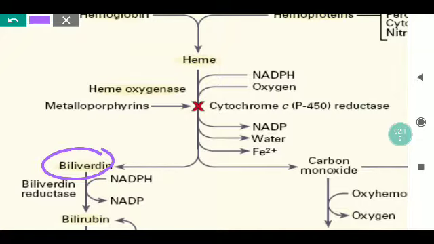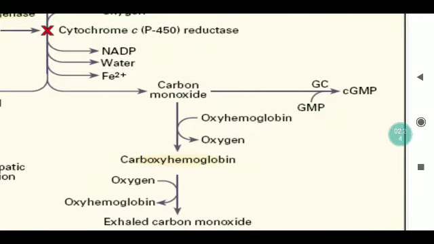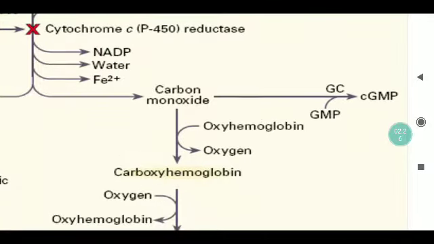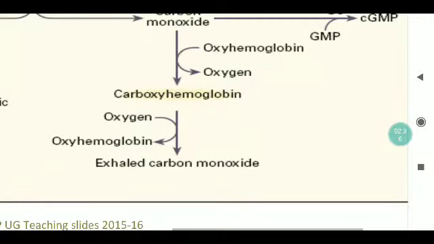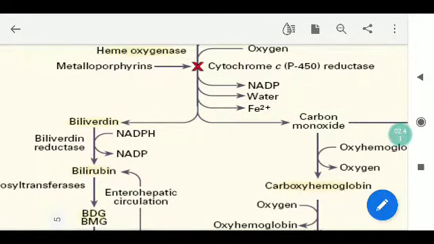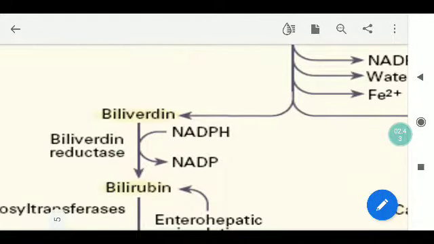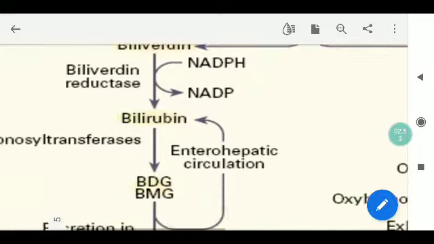So we have biliverdin and carbon monoxide. We'll first focus on this carbon monoxide part. Carbon monoxide, one component of it will go on to form cyclic GMP, and oxyhemoglobin will get converted to oxygen, resulting in the formation of carboxyhemoglobin, and this carboxyhemoglobin gets exhaled in the form of carbon monoxide in trace quantities. Coming back to biliverdin, biliverdin gets reduced to bilirubin in the presence of biliverdin reductase, and simultaneously there is an oxygenation of NADPH to NADP.